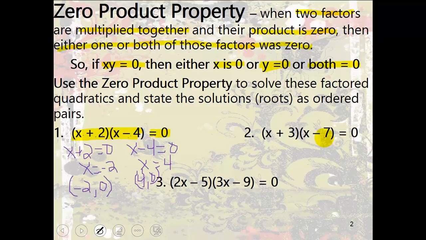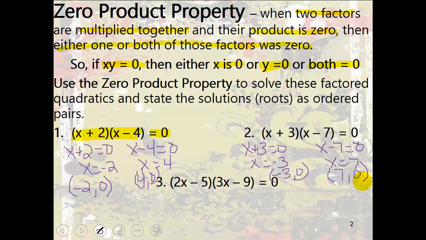All right, we'll do one more. x plus 3 times x minus 7 equals 0. So that means that x plus 3 had to equal 0, or x minus 7 has to equal 0. So x equals -3, or x equals 7. And so you would get the ordered pairs (-3, 0) and (7, 0).